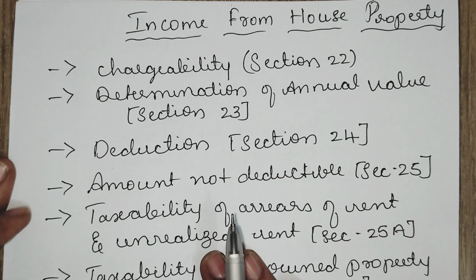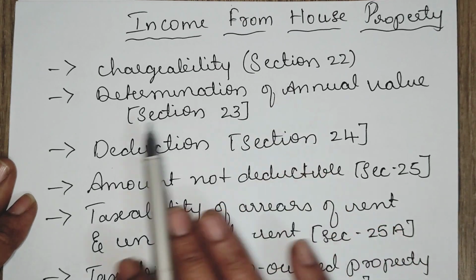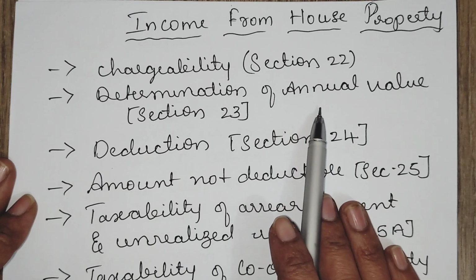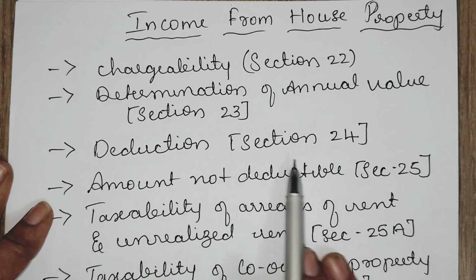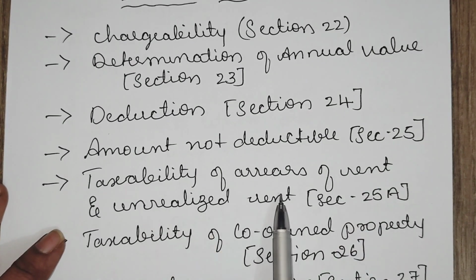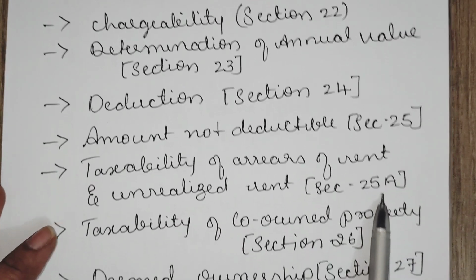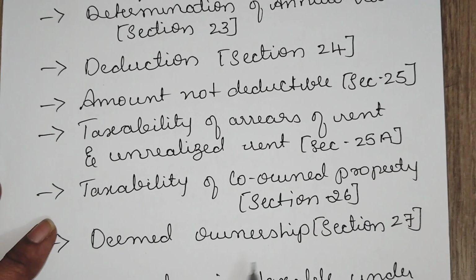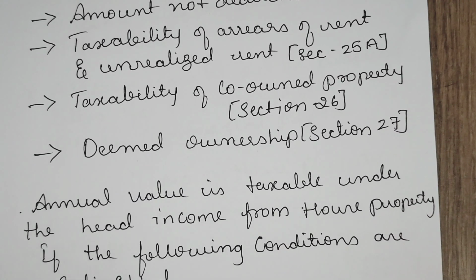Totally, we have 7 sections. They are chargeability, section 22; determination of annual value, section 23. Annual value is only your taxable value, that is why this is section 23. Deductions, section 24. Amount not deductible, section 25. Taxability of arrears of rent and unrealized rent, section 25A. Taxability of co-owned property, section 26. Deemed ownership, section 27. Now, annual value is taxable value.